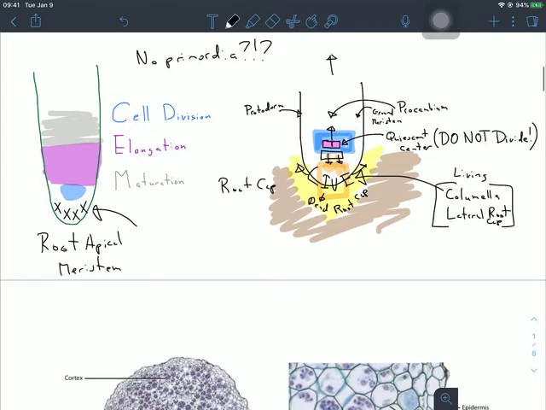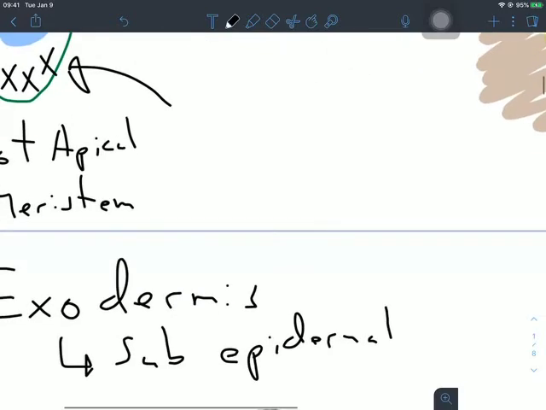Those two layers are either near the surface of the plant, the exodermis, or a subepidermal layer of the plant tissue. So it's going to be right underneath the skin, right underneath the epidermis, and it's going to have a specialized cell wall.